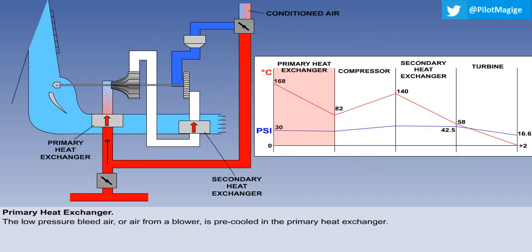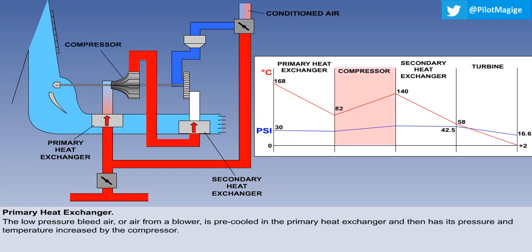The low-pressure bleed air, or air from a blower, is pre-cooled in the primary heat exchanger. Although the heat exchanger is very efficient, it can't cool the charge air down to a temperature lower than that of the ambient ram air, which in some situations may be as warm as 40+ degrees Celsius.